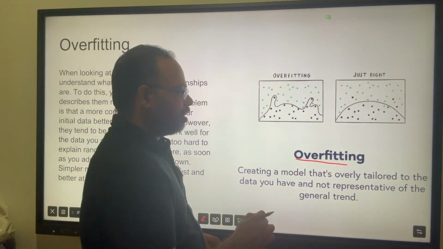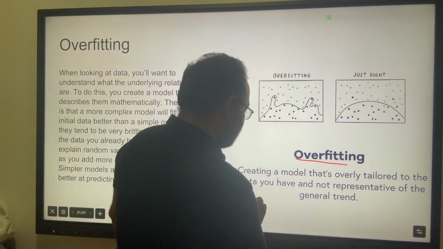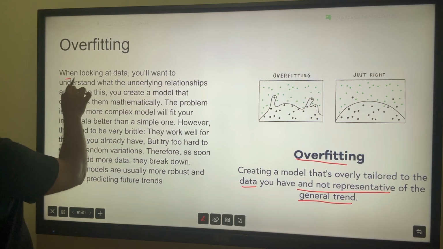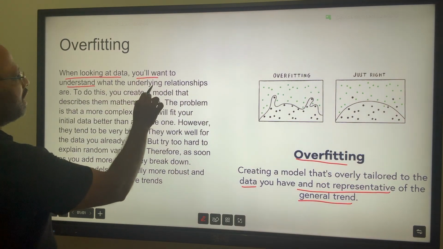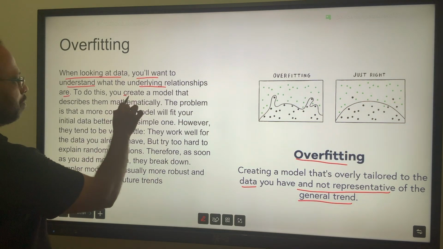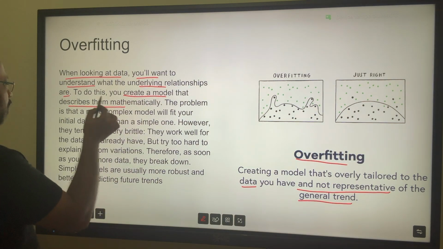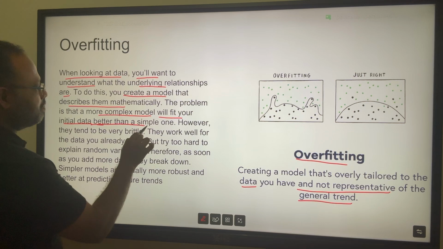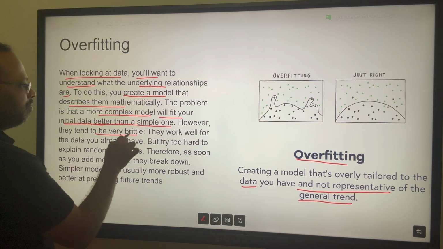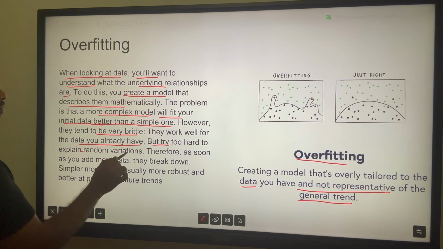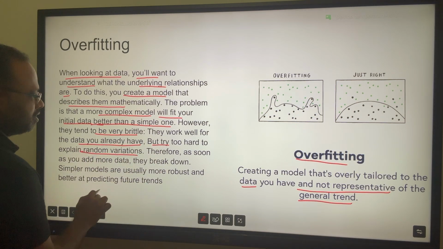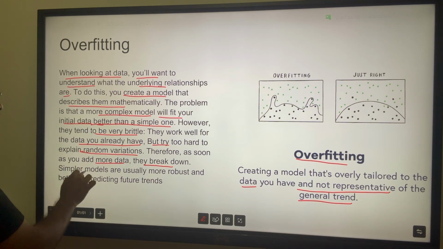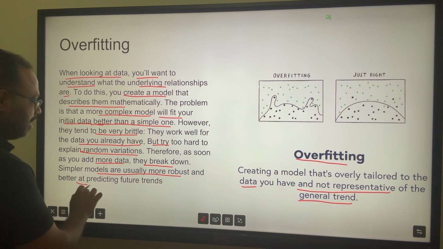That is creating a model that's overly tailored to the data that you have and not representative of the general trend. That is, when we are looking at the data, we want to understand what the underlying relationships are. To do this, we create a model that describes them mathematically. The problem is that the more complex model will fit your initial data better than the simple one. However, they tend to be very brittle. They work well for the data you already have, but they find it very hard to explain the random variations. Therefore, as soon as you add more data, the model will break down. So hence simpler models are usually more robust and better at predicting future trends.